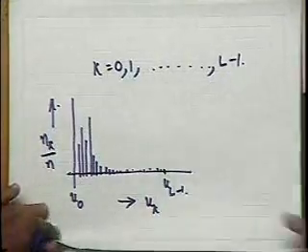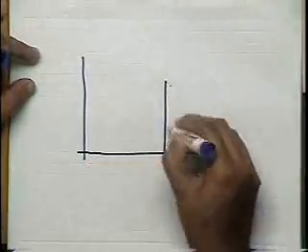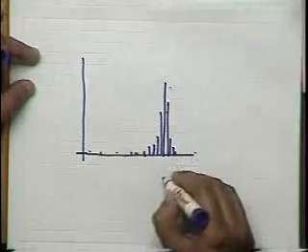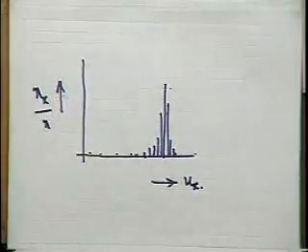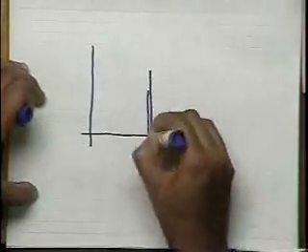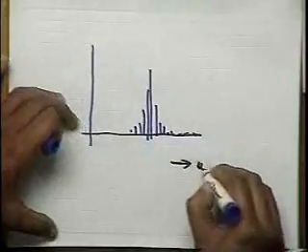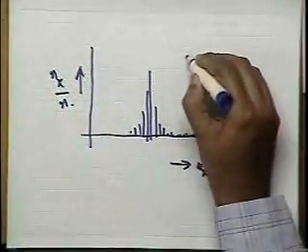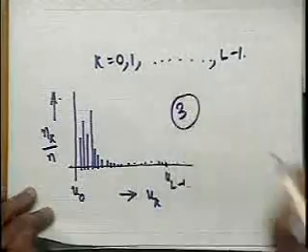Or the histogram may look something like this, depends on the image. For some images we may get the histogram of this nature. This is uk, this is nk by n, or we may get the histogram possibly of this nature. This is uk, this is nk by n. Now this is, say, histogram number 1, this is histogram number 2, and this is histogram number 3.